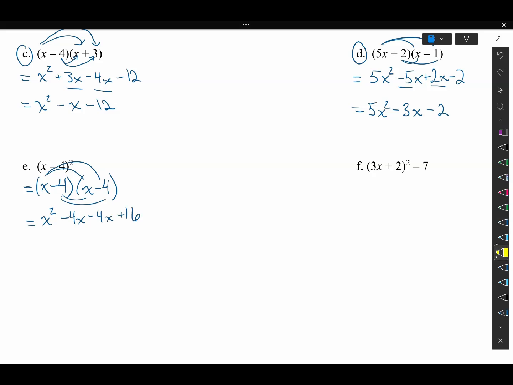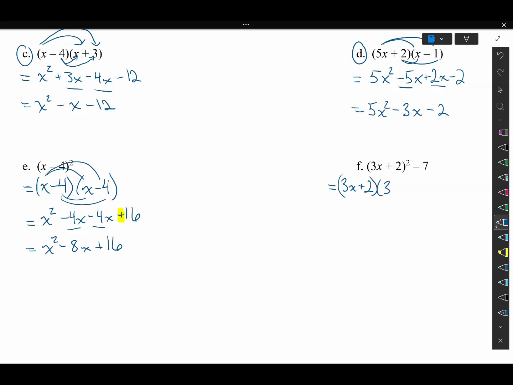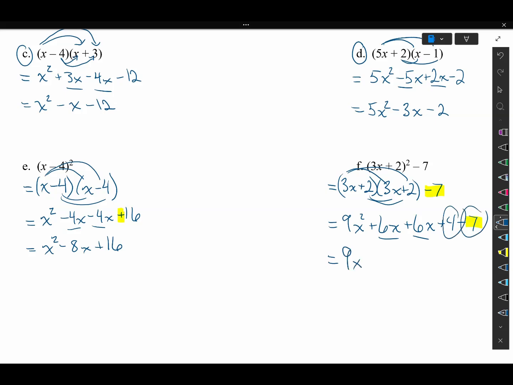Don't forget, this final term here is a positive term because it came from multiplying a negative term times a negative term. The two middle terms are negative terms. So after I collect my like terms, I'm working with x squared minus 8x plus 16. Good job, us. Try out question F on your own here once more. Don't forget about this minus 7 at the end. Good, where this minus 7 is going to be carried along for the ride. Don't forget about it. And then we're collecting our like terms. This time we have two different types of like terms. I'm working with 9x squared plus 12x plus 4 minus 7, so that's like minus 3.